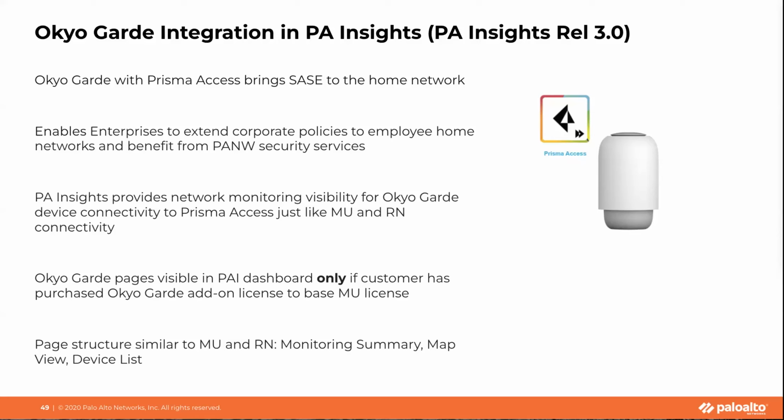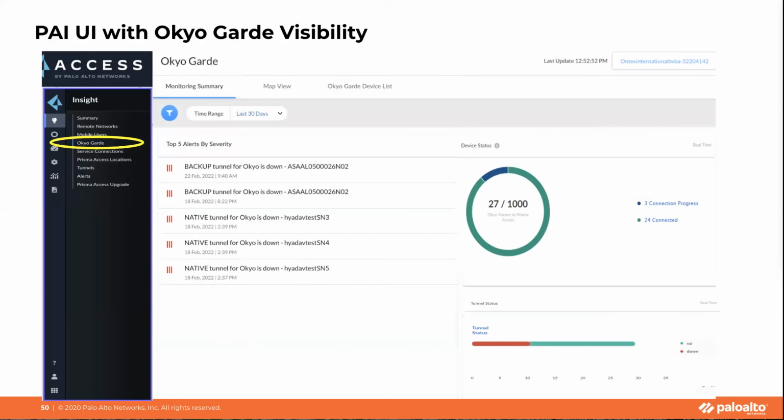So Prisma Access Insights provides network monitoring visibility for the Opio Grade devices which are connected to Prisma Access, just like we already have for mobile users, remote networks, and service connections. This dashboard gives you the visibility if the customer has purchased Opio Grade. You will only be able to see the Opio Grade dashboard in your Prisma Access if you have purchased the Opio Grade add-on license to the base mobile user licenses. The dashboard and page structure is similar to what we have seen in remote networks and mobile users: monitoring summary, map view, and Opio Grade device list.